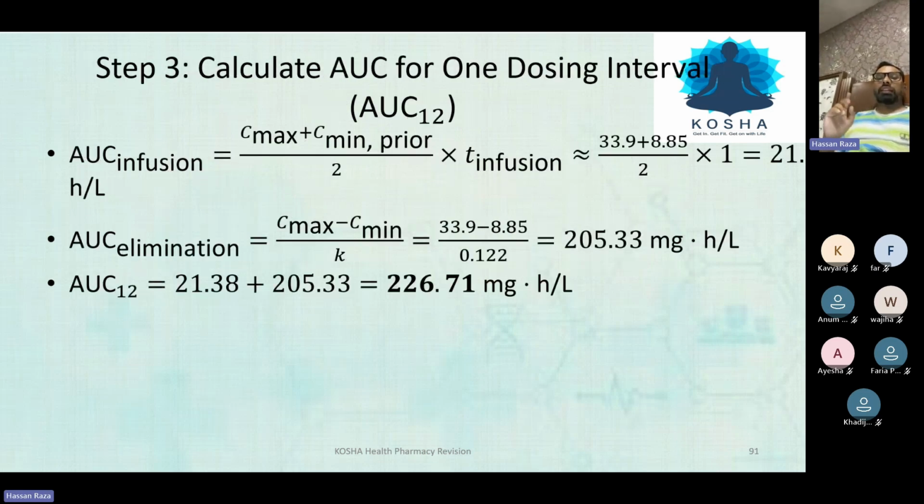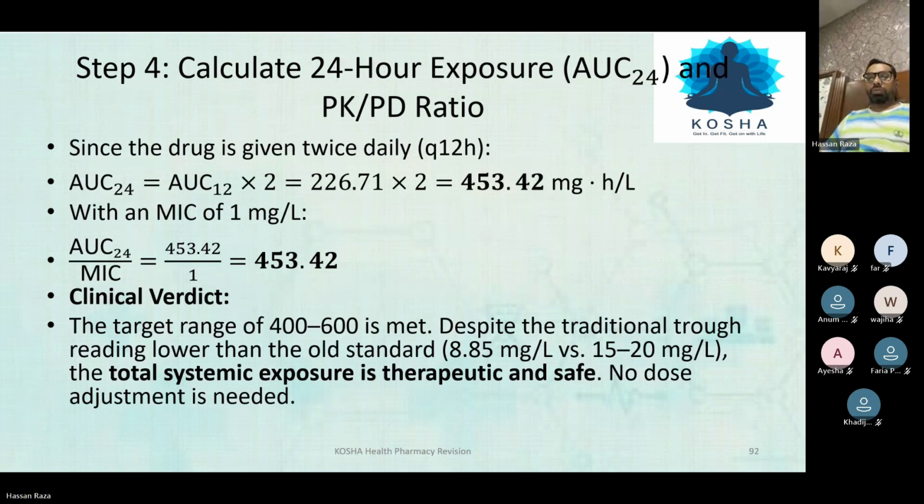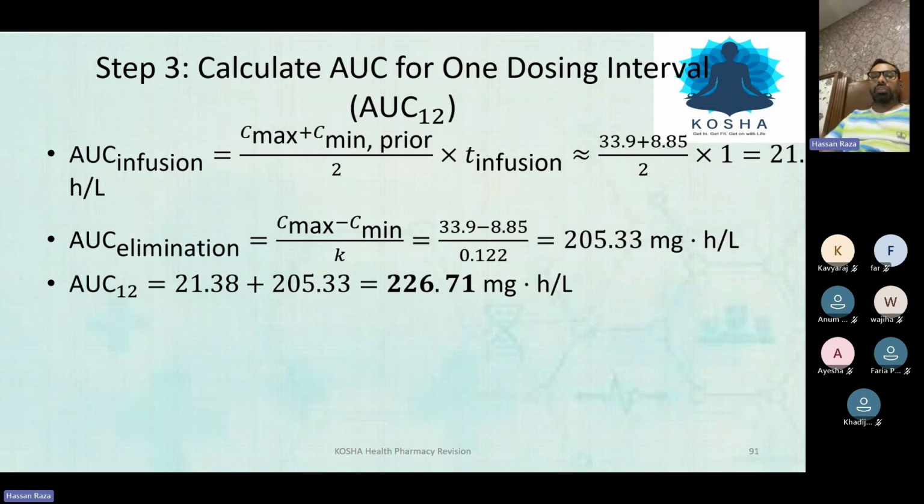Then, I have told you vancomycin is a drug which follows a two compartment model. So obviously there will be two distinct values for area under curve: one when the drug is distributing and the other when the drug is eliminating. For distribution, you will add the maximum and minimum concentration and divide by 2. And for elimination, you will subtract the minimum from the maximum concentration and divide by K. These are the areas under curve, and the unit is milligram hour per liter. Then you will add these values, and you will get the area under curve for a 12-hour interval.